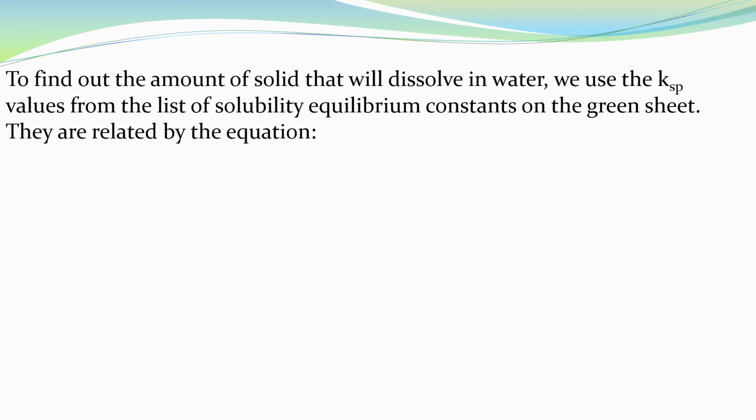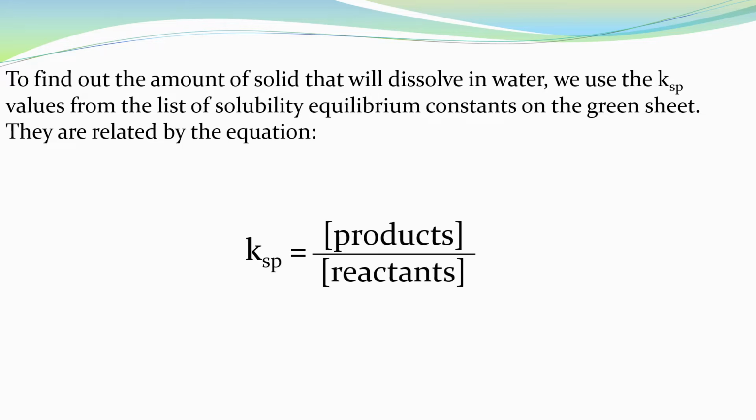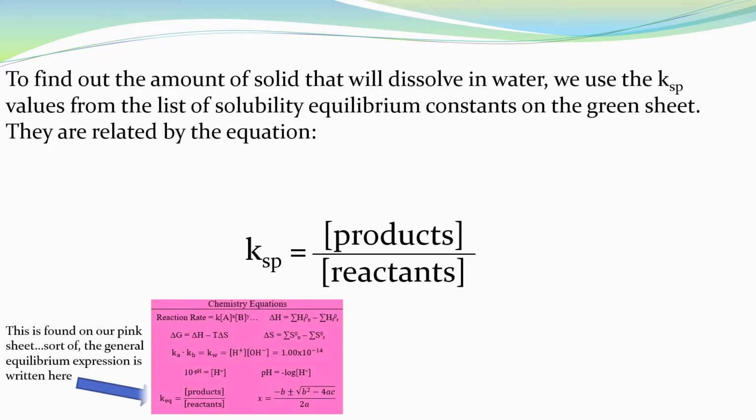To find the amount of solid that will dissolve in water, we use the KSP values from the list of solubility equilibrium constants on the green sheet, and they are related by this equation. KSP equals concentration of products divided by concentration of reactants. Now, two things before we go on. Number one, this is on your pink sheet, sort of. You have the KQ expression here, which is KQ equals concentration of products over concentration of reactants.